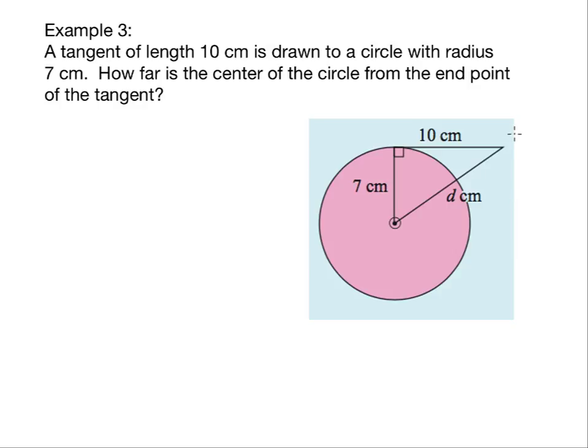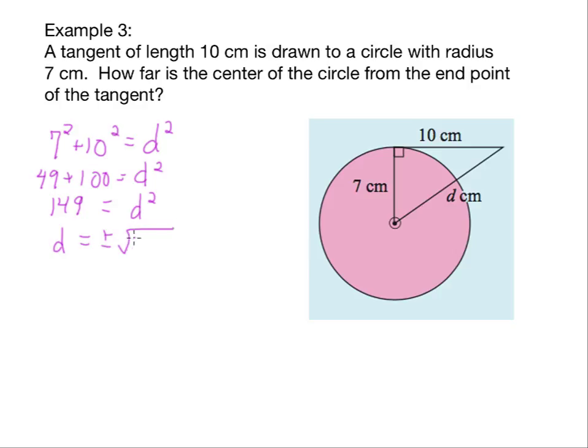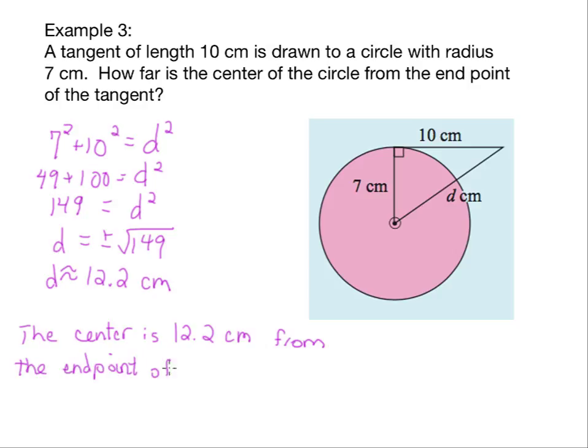And then the distance I want to figure out, how far is it from the center to the end point of the tangent. So I'm going to label that line segment D, for distance. I now have a right triangle. And since I have a right triangle, I know I can solve this using Pythagorean theorem. So therefore, we get 7 squared plus 10 squared is equal to D squared. Solving this now and simplifying for D, I end up with D is approximately 12.2 centimeters. So writing my answer as a sentence, the center is 12.2 centimeters from the end point of the tangent.